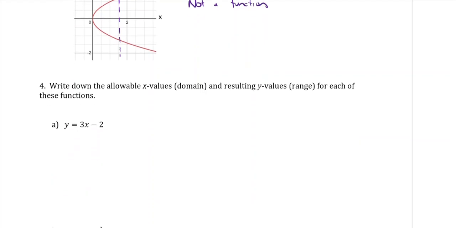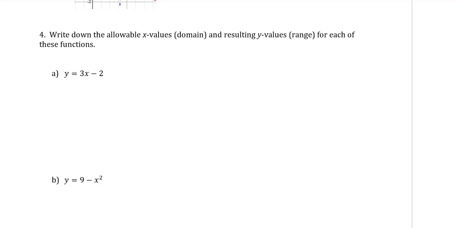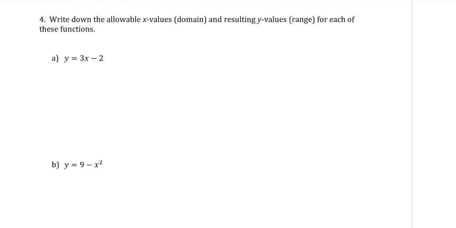Question 4, write down the allowable values, which is for the x values is called the domain, and for the y values is called the range, for each of these functions. So, these first two that we have here are graphs that you should be able to draw relatively easily.